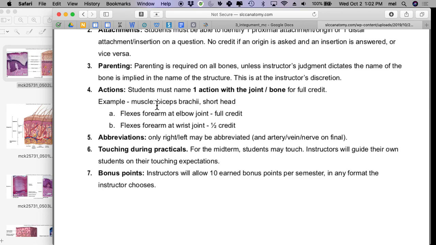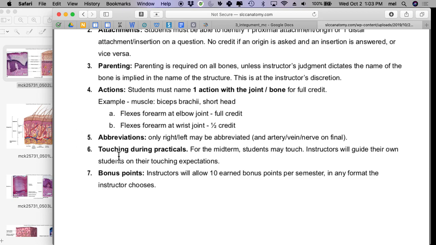Okay, so the muscle biceps brachii short head, what is the correct answer for its action? Flexes the forearm at the elbow joint. Full credit, yes? What if you said flexes the forearm at the wrong joint? Then you get half credit. I don't even think you should, but I didn't win that argument. I think you should get 0 credit and learn what the muscle does. But they said half credit, so that's what they're going to do. If you get the action wrong, you get the whole thing wrong.